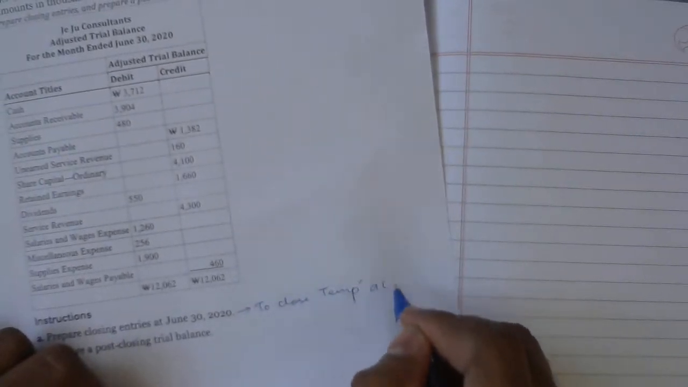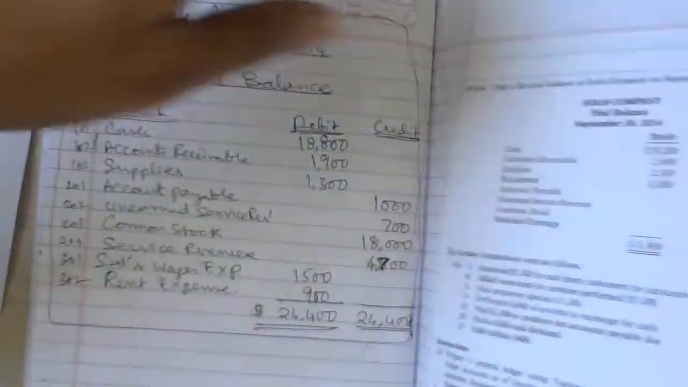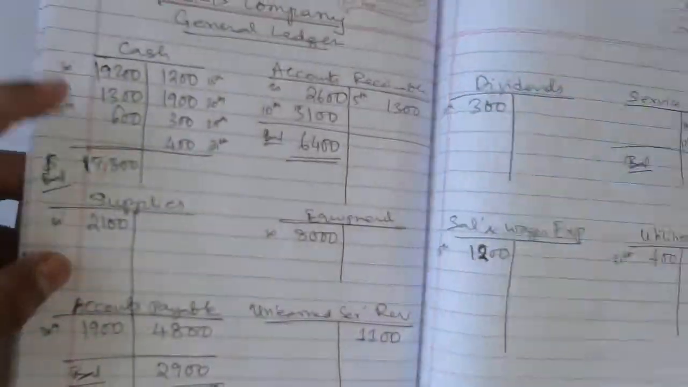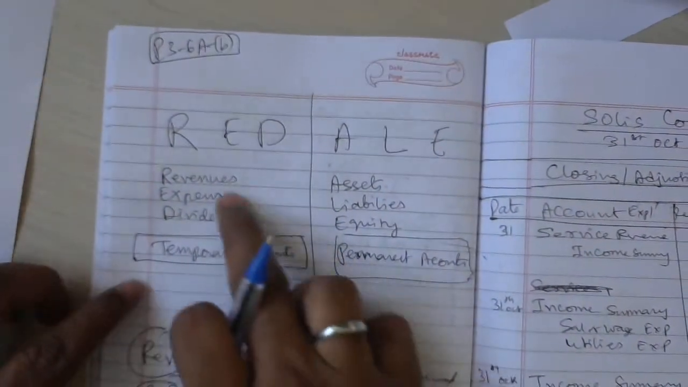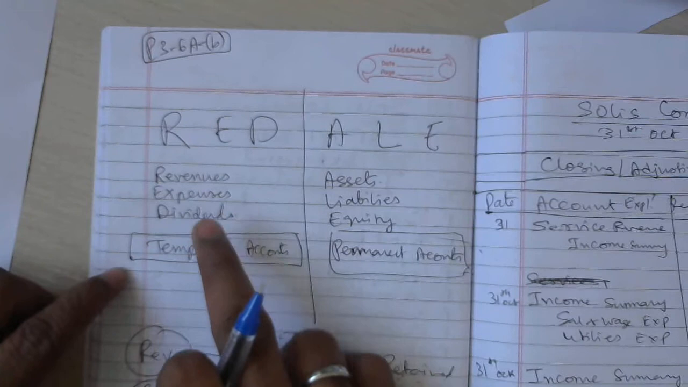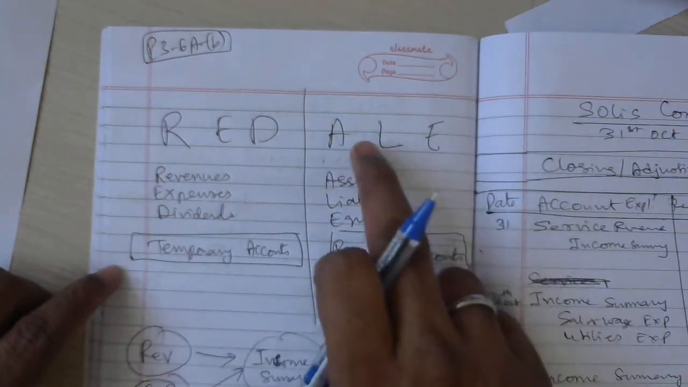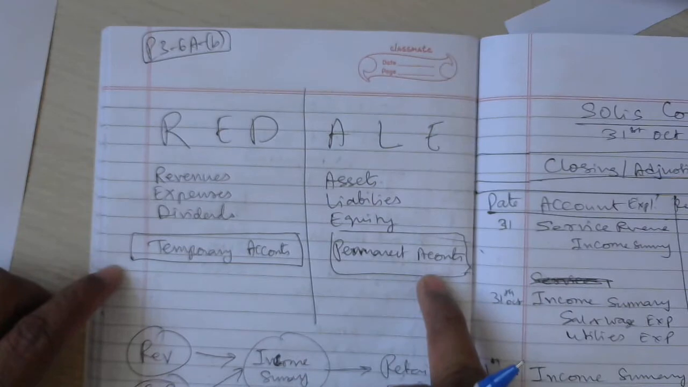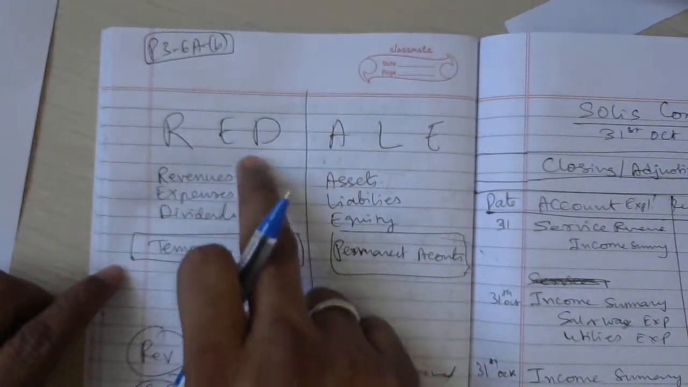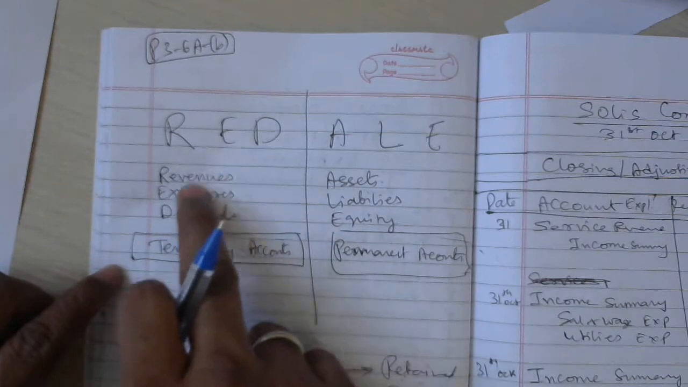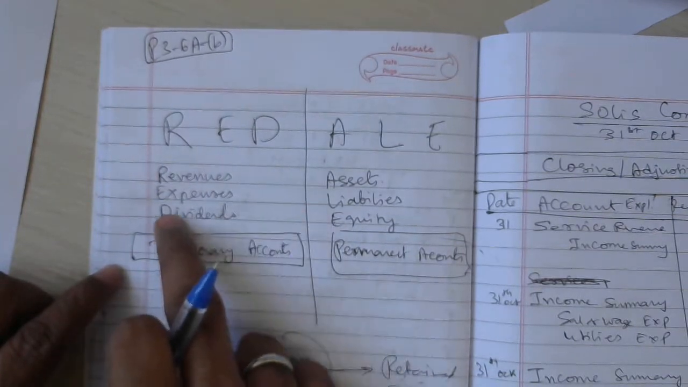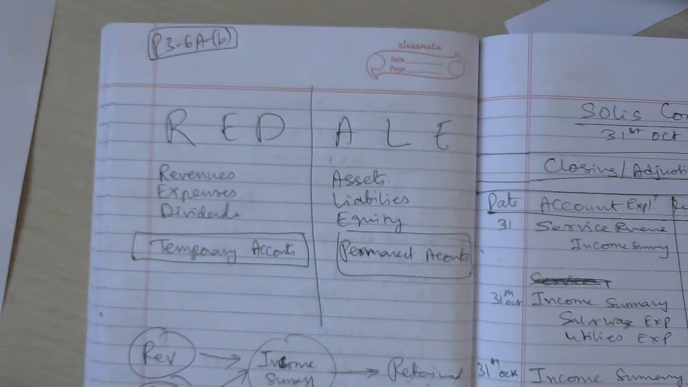So what are these temporary accounts? Sometime back I mentioned RALE, so let me search for that. Yeah, here you can see it. Revenues, expenses and dividends are temporary accounts. Assets, liabilities and equities are permanent accounts. So these closing entries are there to make revenue zero, expenses zero and dividends zero. That is our objective.